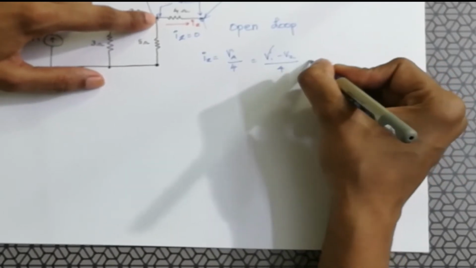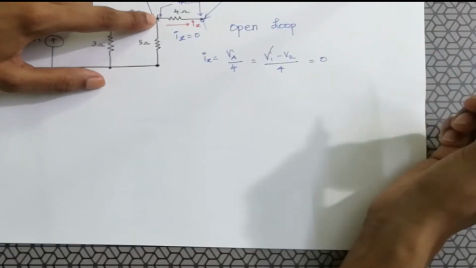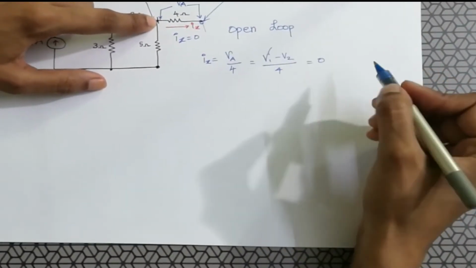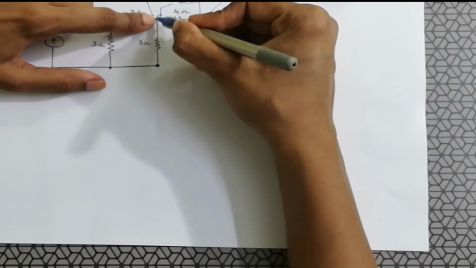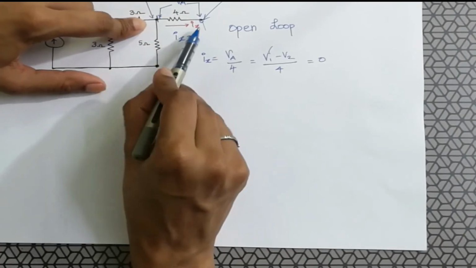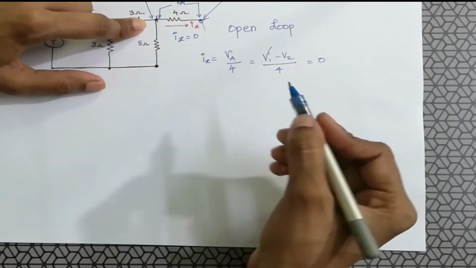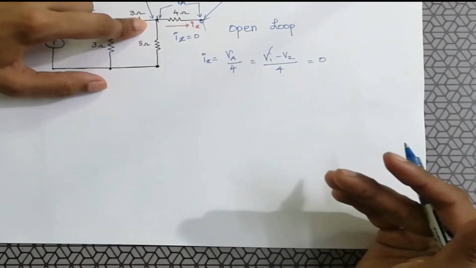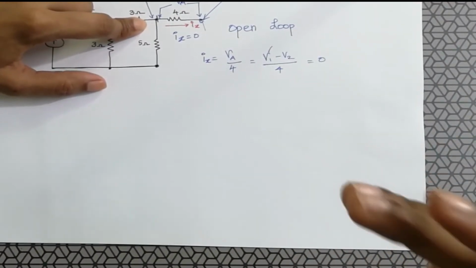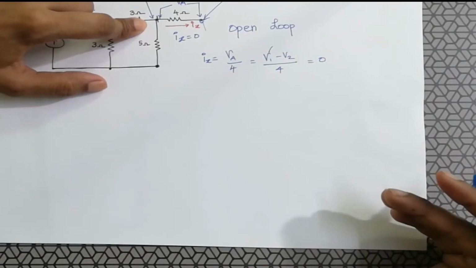But in our case, it is in open circuit. The current is 0. When the current is 0, what does it mean? It means that V1 and V2 are same. Therefore, the potential that is here will be same as the potential that is here. Therefore, in an open loop, the current will be 0, but the voltage will not be 0. The voltage will be same at both the ends of an open loop.